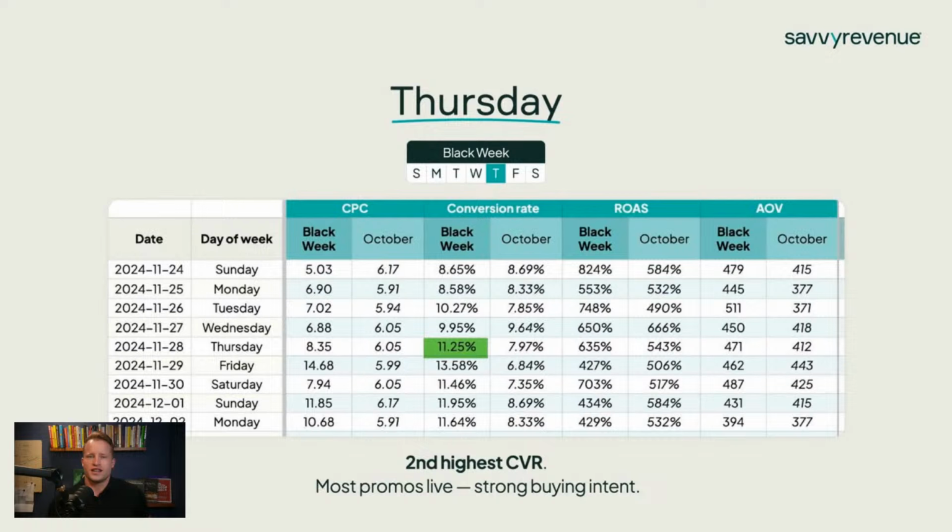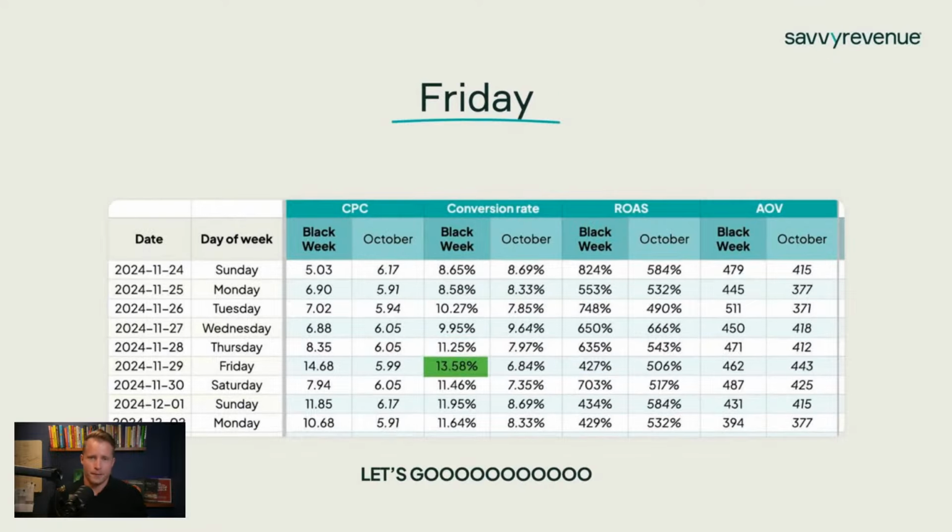On Thursday, we see another conversion rate lift, and that's where we should start putting more bids up. We should start tapping into the strong buying intent that there is, and we should simply make sure that we're not holding back, because now people are starting to really buy. People are not waiting anymore, and they're going as hard as they can.